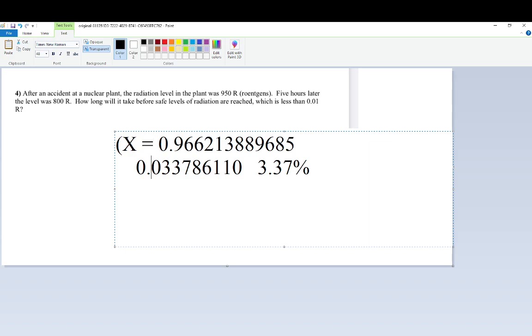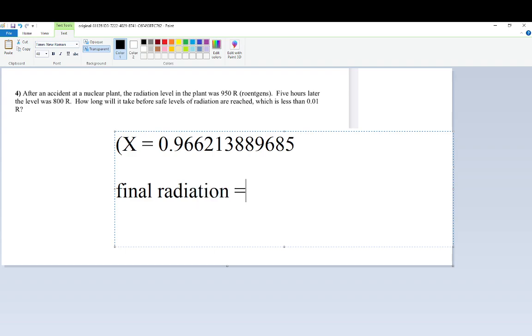Actually, we're just going to take it like that. So now we know that this is the decay rate. Final radiation is equal to initial radiation times the decay rate to the power of time in hours, because we start with hours. The 5 doesn't matter because they didn't tell us every 5 hours it decays. Well, we don't know the final radiation, but we do know we want to reach a final radiation lower than that. So we'll just use that. Anything after that will give me that. My initial radiation was 950. So I'm going to start by dividing both sides by 950.